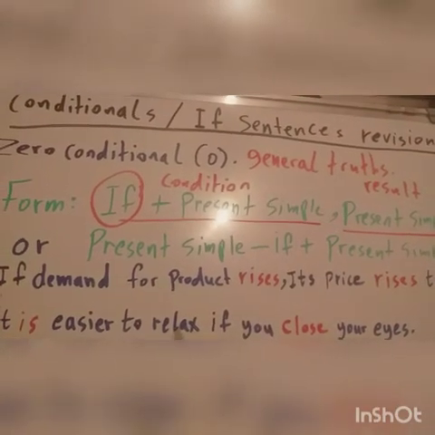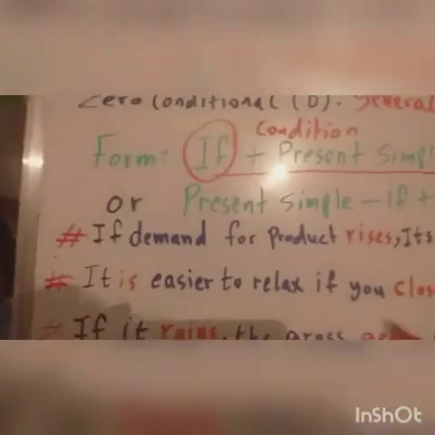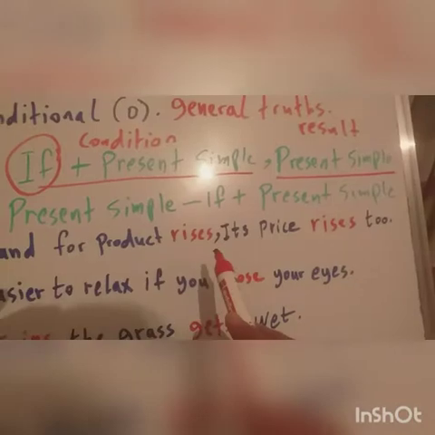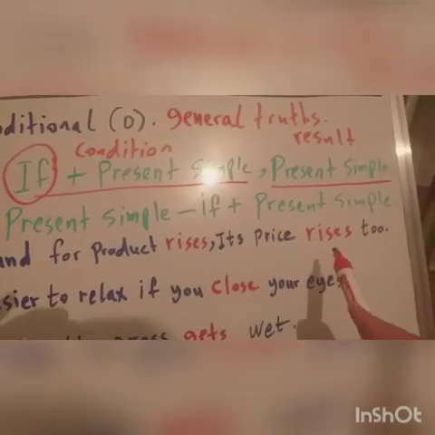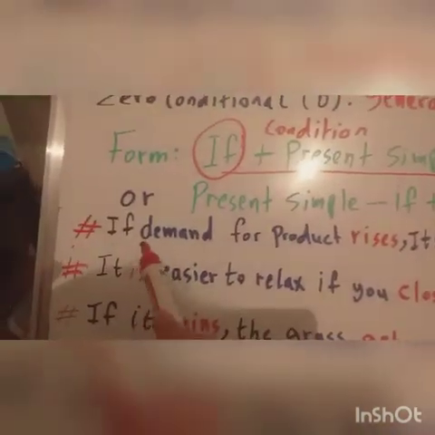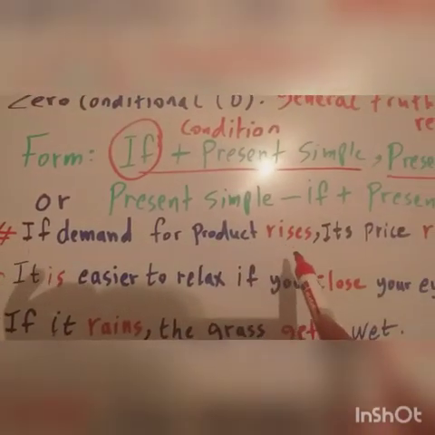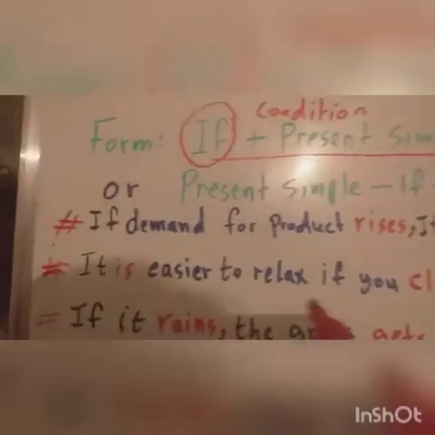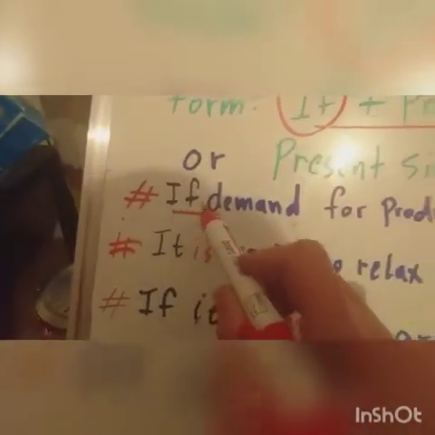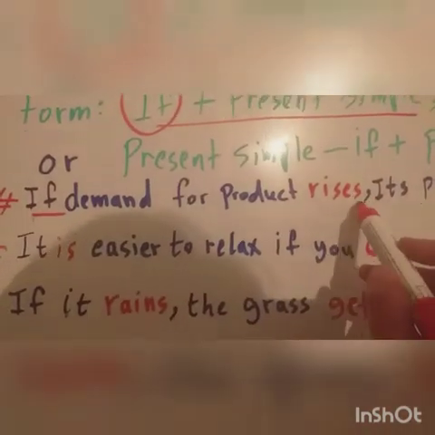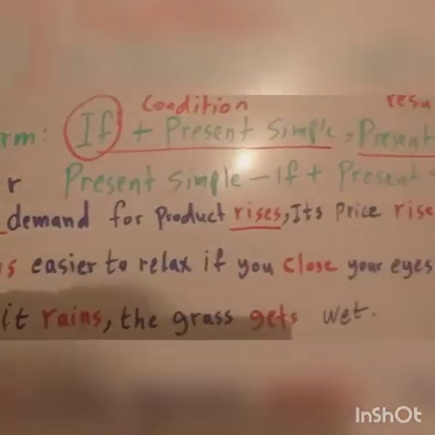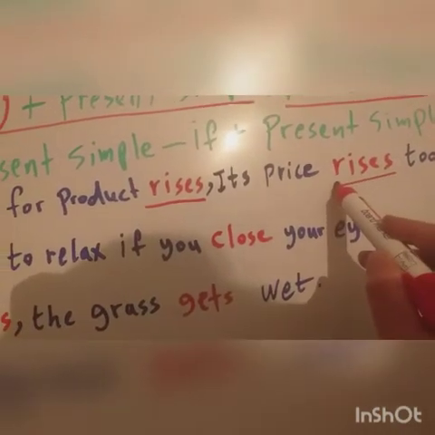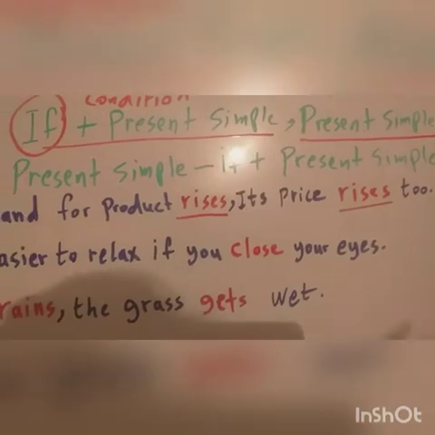Let's look at the examples. If demand for product rises, its price rises too. Well, here's the condition clause, and here's the present simple tense. And the result clause also has the present simple tense.